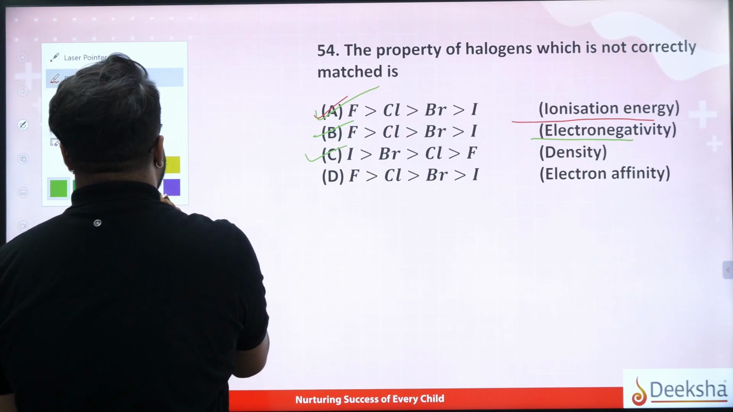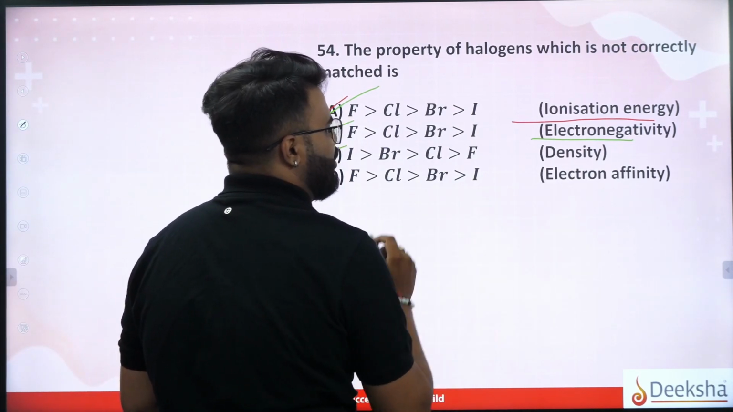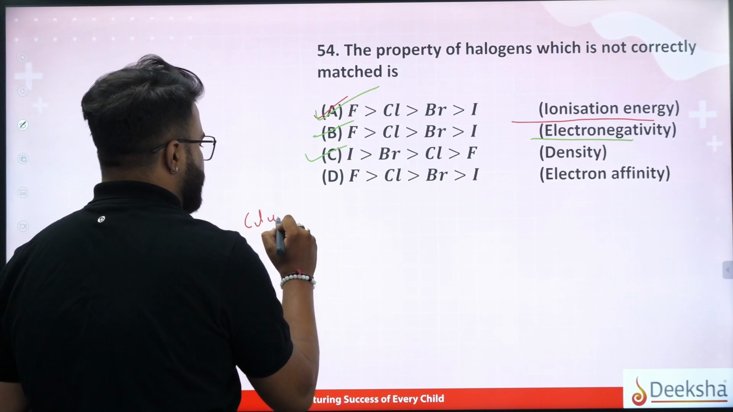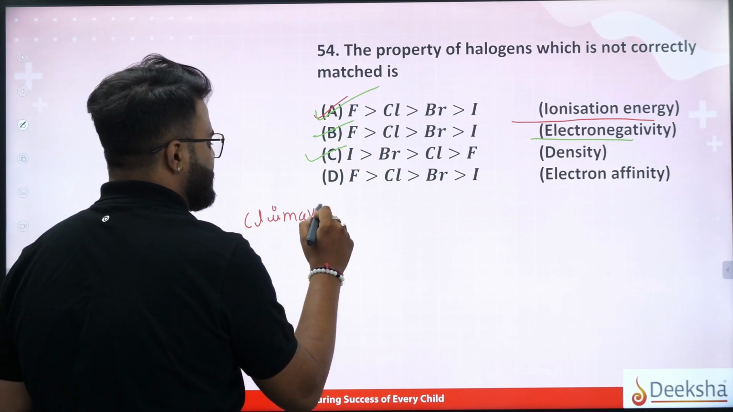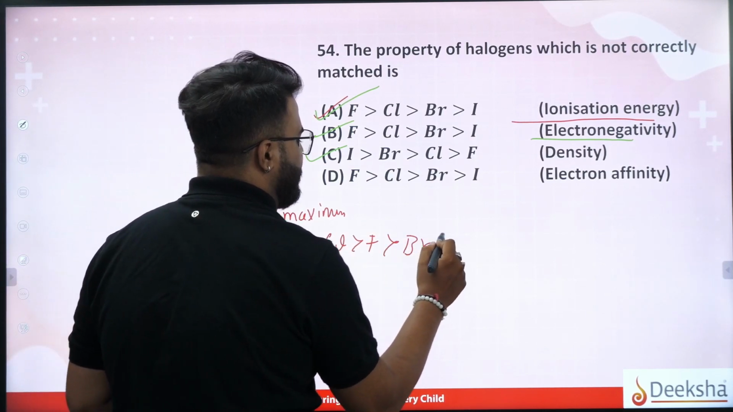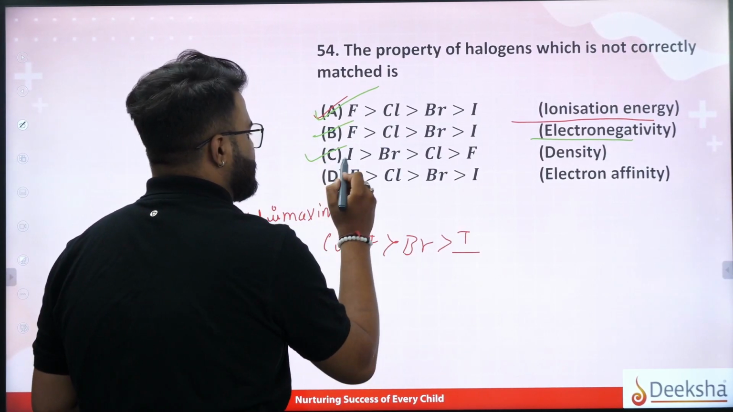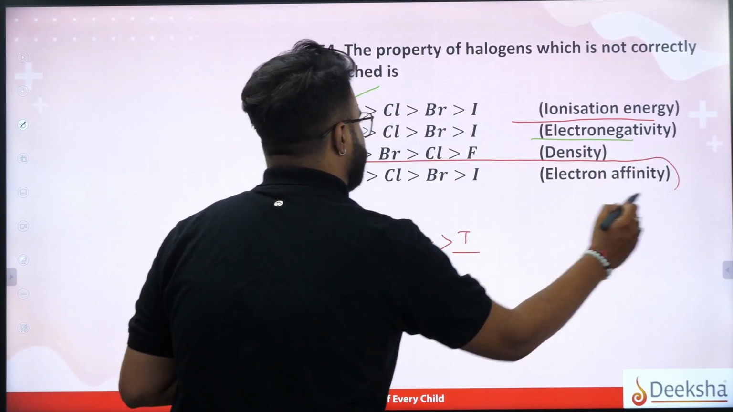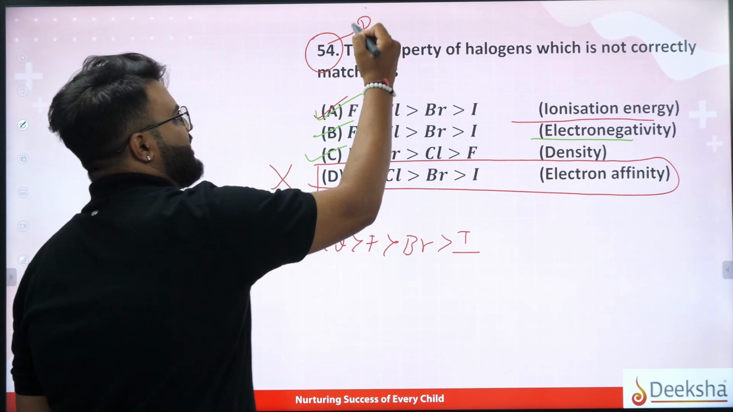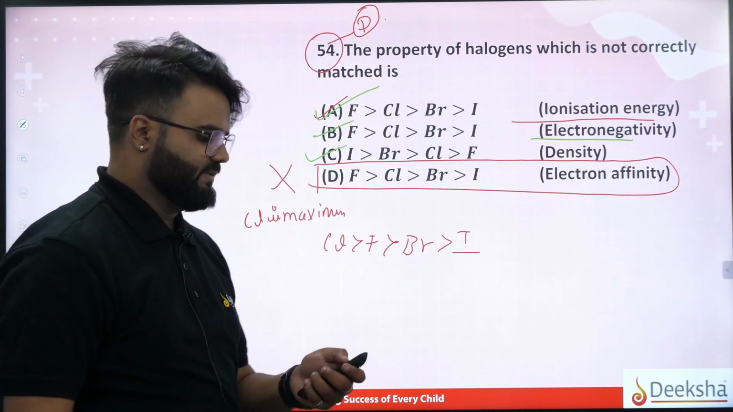Then coming back to which is wrong is nothing but electron affinity. We know electron affinity of the chlorine is maximum. So it is chloride, fluoride, bromide, then iodide. So this is not correctly matched. Option D is not correctly matched. So for question number 54, option D will be your correct answer.